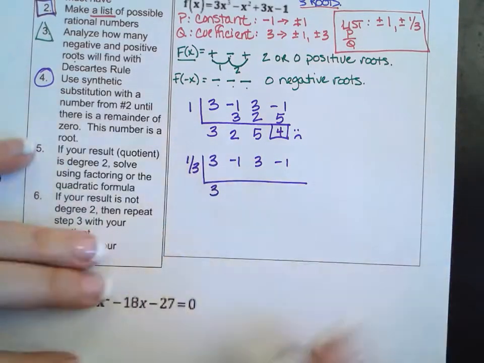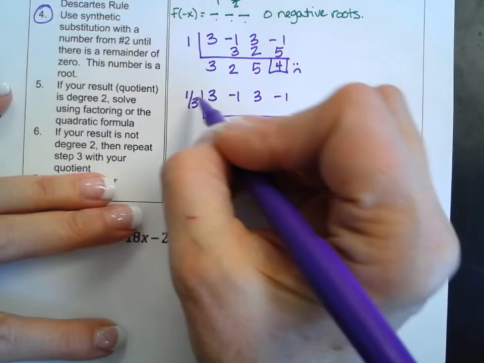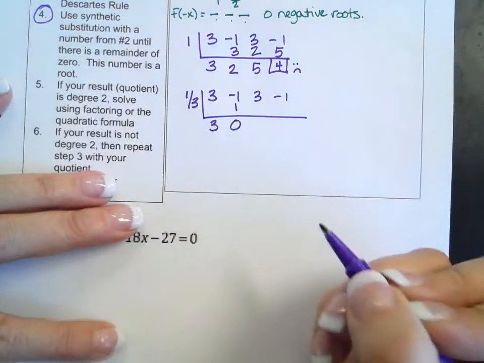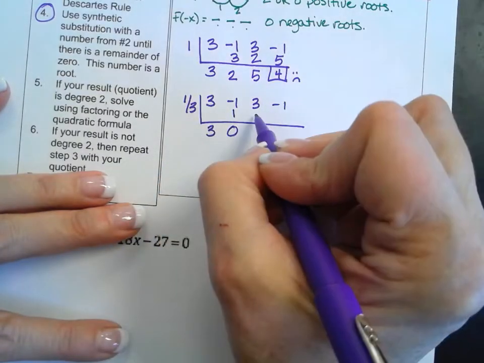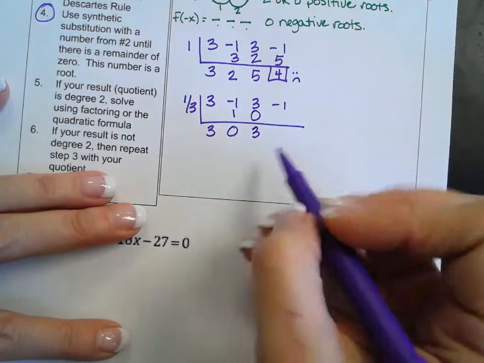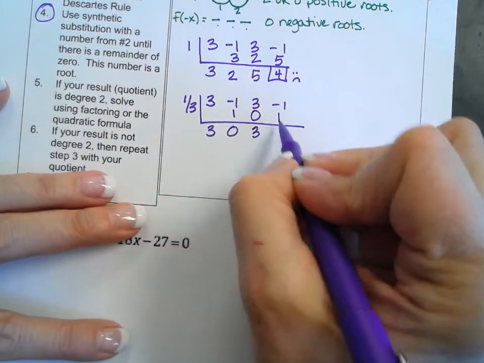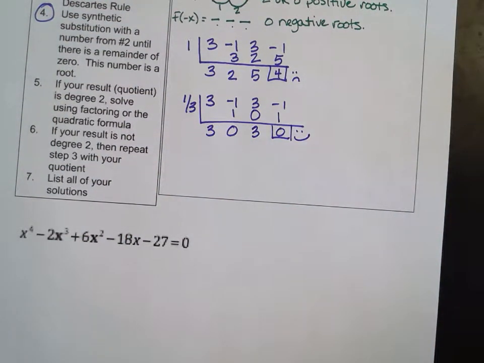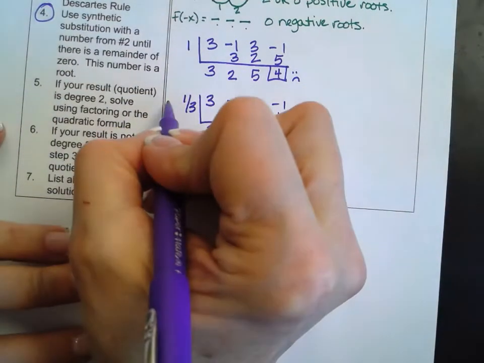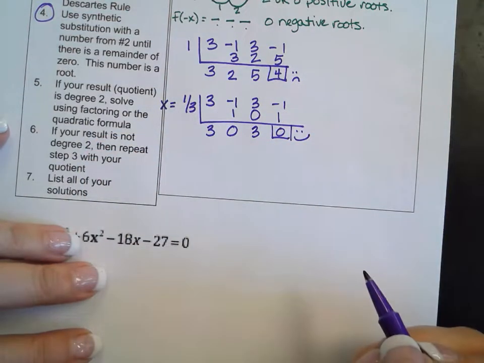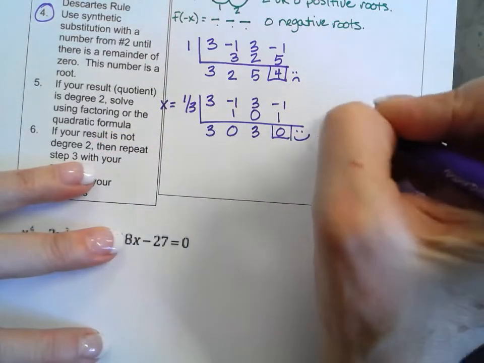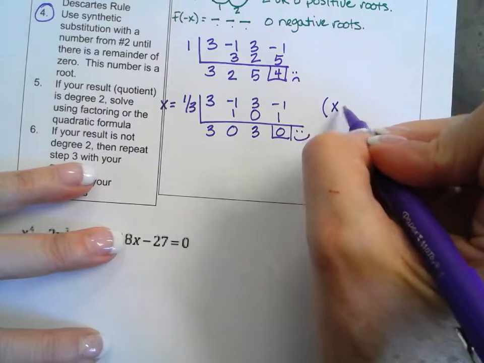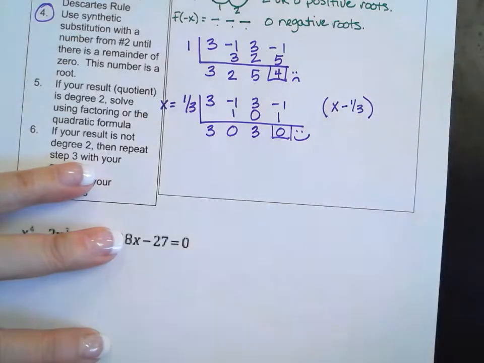All right, so when I drop 3 down, 3 times 1/3 is 1. That gives me 0. 0 times 1/3 is 0. That gives me 3. 3 times 1/3 gives me 1. No remainder, yay. Right? So that means x is equal to 1/3. That means one of my factors is x minus 1/3. Are you all with me on that?